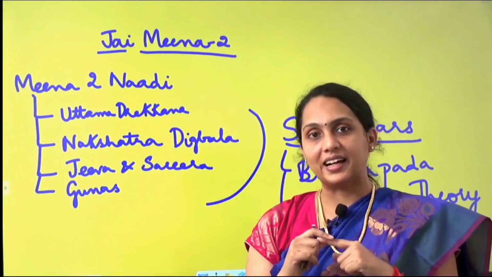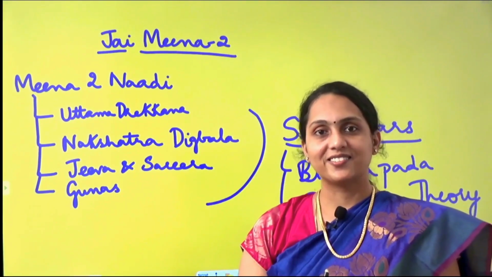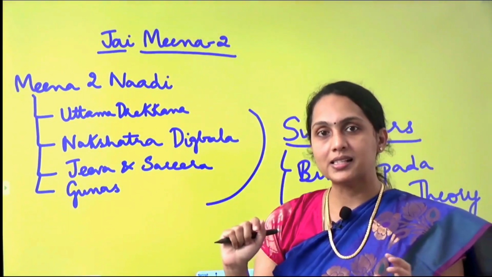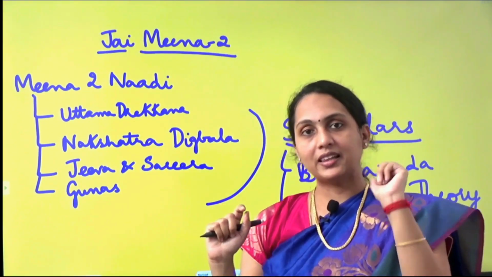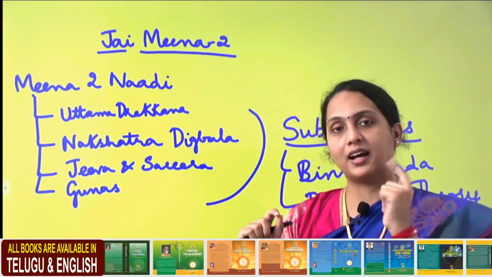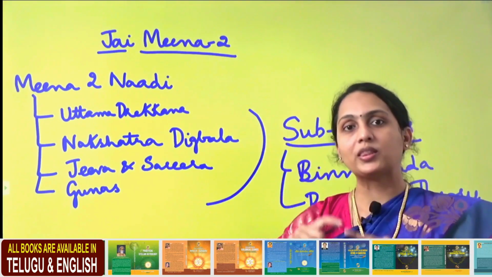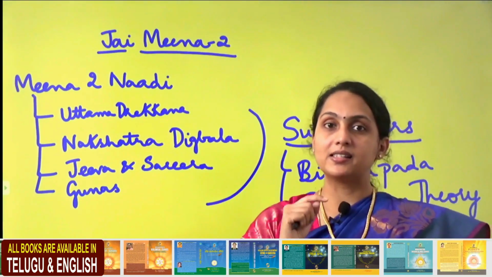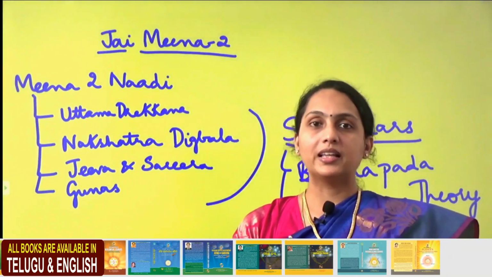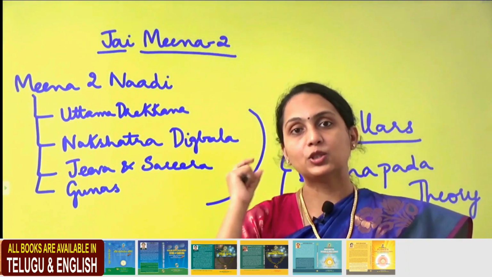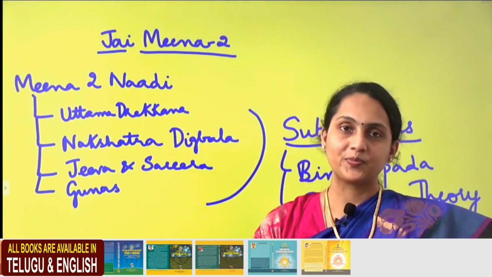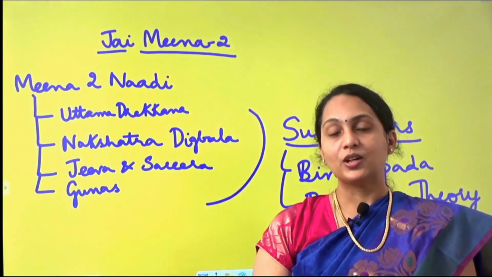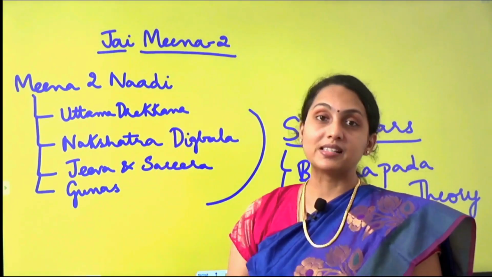Within Uttama Drekkana there are 3 Nakshatra Padhas. Within a rasi there are 9 Padhas, and if I divide that rasi into 3 parts, each Drekkana will have 3 Padhas. So in Uttama Drekkana there are 3 Padhas, of which 1 Pada is the most superior. We call that Vargottama. And the other 2 Padhas are called Parivartana Padhas, which form the Uttama Drekkana. Uttama Drekkana is of prime importance in Meena2 Naadi Siddhantha.